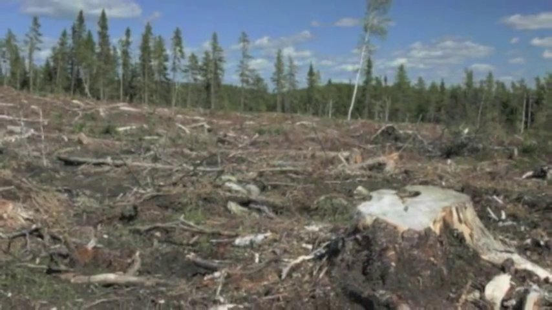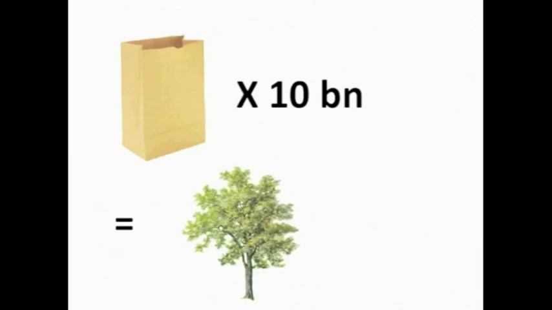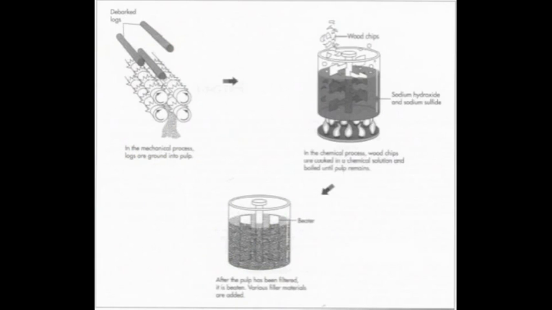Most paper comes from tree pulp. Each year the USA consumes 10 billion paper grocery bags, requiring 14 million trees. Greenhouse gases are also produced in the manufacturing of paper packaging, as the process involves heating wood chips under high temperatures in chemical solution. So paper doesn't look like such a sustainable option now, does it? Many now argue that it's a myth that paper is more environmentally friendly than plastic. After all, both are recyclable, but both are a drain on natural resources.